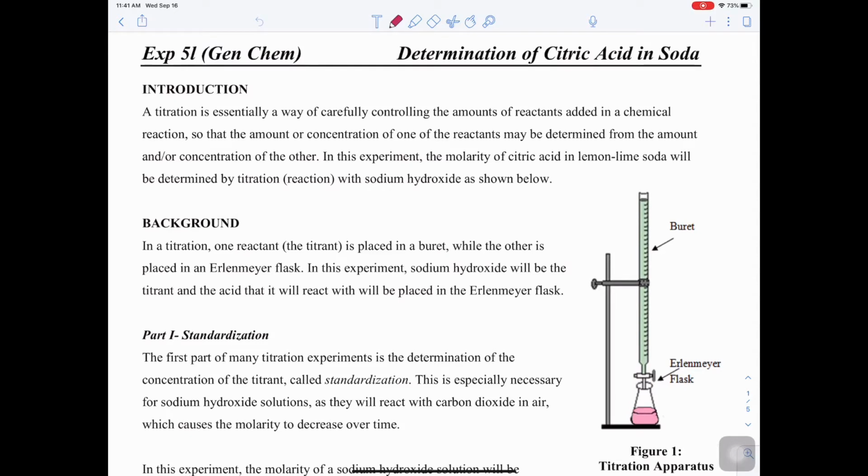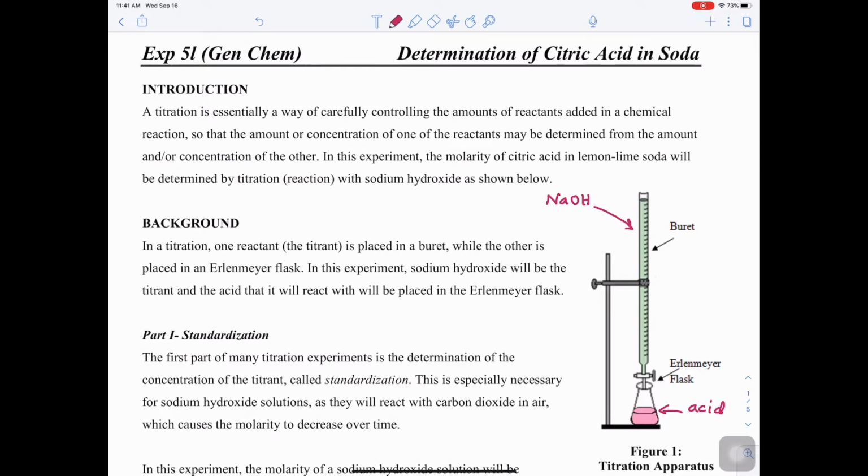So this is our first titration experiment, experiment 5L, determination of citric acid in soda. The idea here is that we are going to mix an acid and a base and measure how much of the base is added, and that will allow us to determine how much acid we had in our sample. So in the buret, we're going to have sodium hydroxide, and in the Erlenmeyer flask, we're going to have our acid sample.